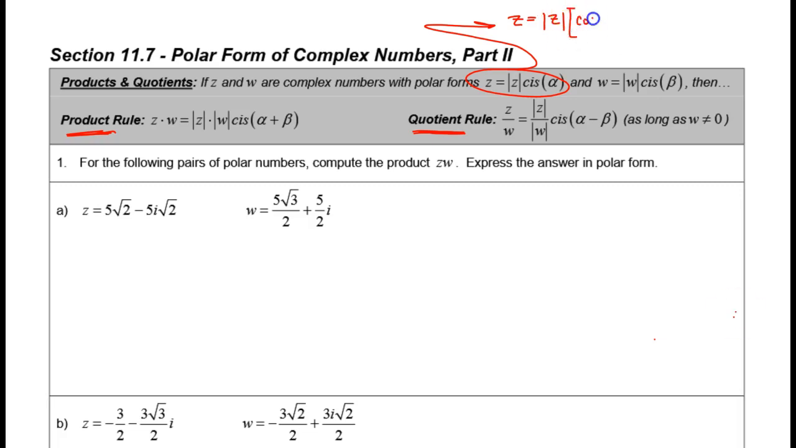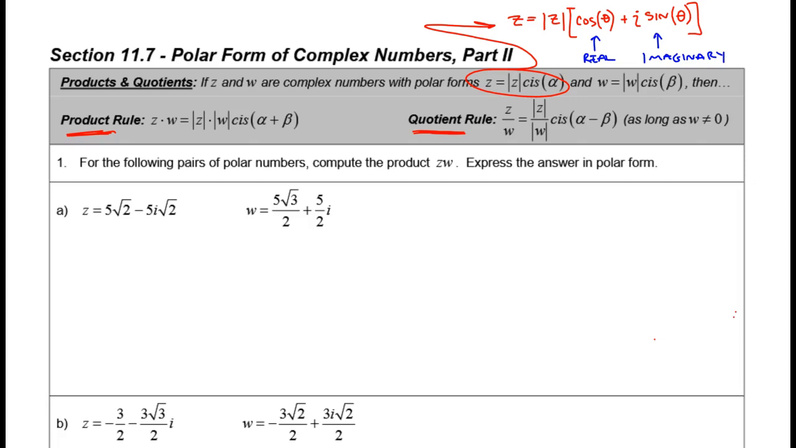We have cosine of theta. So modulus of z times cosine theta, that's the real component of this complex number, plus i times sine theta, and that is the imaginary component. So if we distribute the modulus of z, times cosine theta, that's the real piece, and the modulus of z times i sine theta, that's the imaginary piece. And that gives us a complex number, real plus imaginary. Okay, so let's move on.